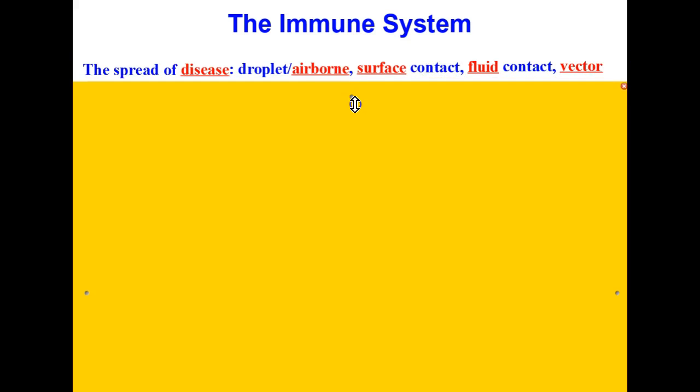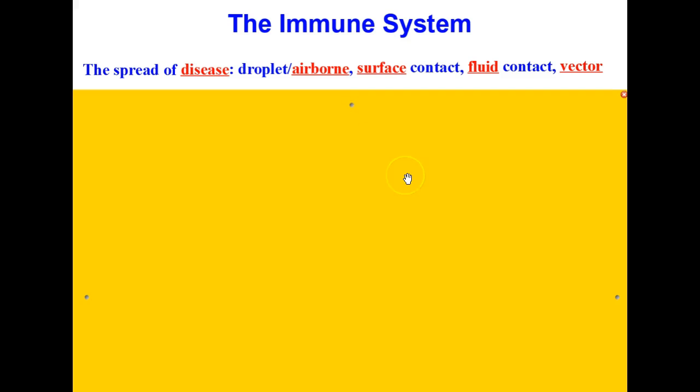Various ways in which diseases are spread. So you can have droplet/airborne, so through droplets in the air or through the air itself. You can get disease by surface contact, fluid contact, or various vectors. Vectors are blood-feeding arthropods such as mosquitoes, ticks, or fleas, for example, that would transmit a disease from one animal to another.